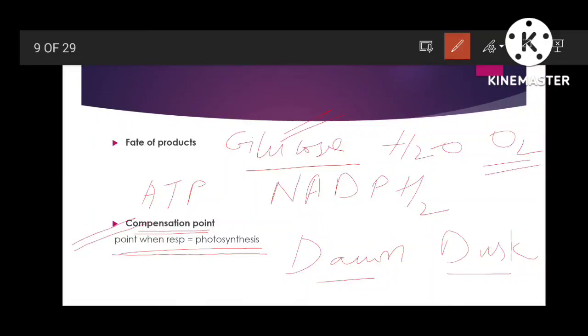But at the time of dawn and dusk, respiration needs oxygen in an amount which is exactly produced by photosynthesis at that time. Thus no oxygen is basically released in the air at that time, and respiration and photosynthesis are equal to one another. This point is called the compensation point, right?